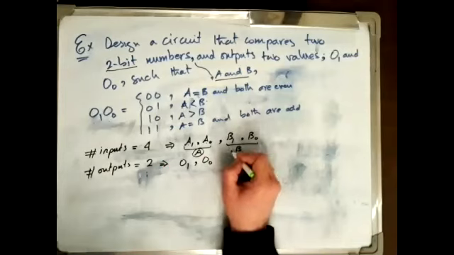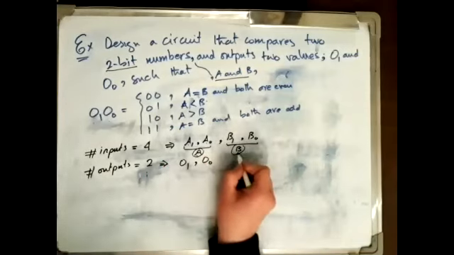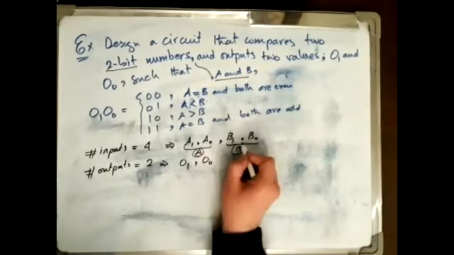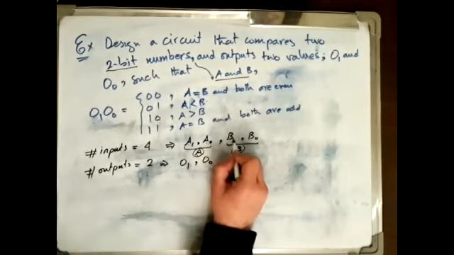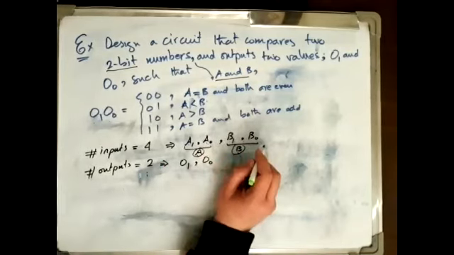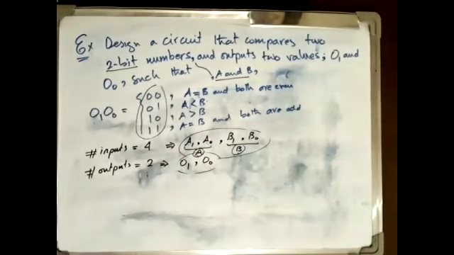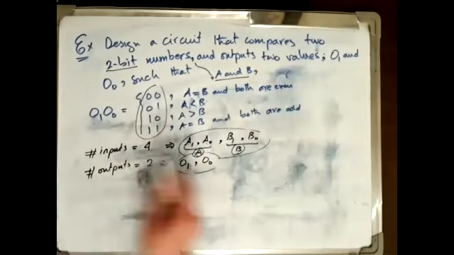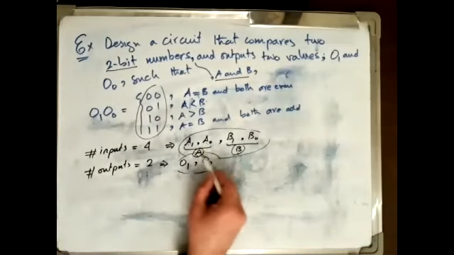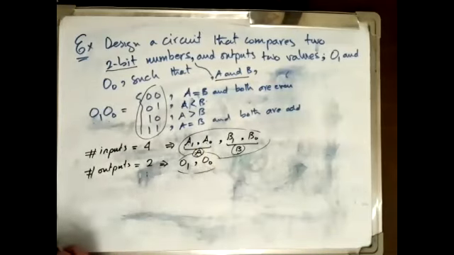B is also a 2-bit number, but we are comparing this value with this value, each of which is represented using 2 bits. And the relation between these inputs and the outputs is basically given in this equation: if A is greater than B, if A is less than B, and so on for different cases.